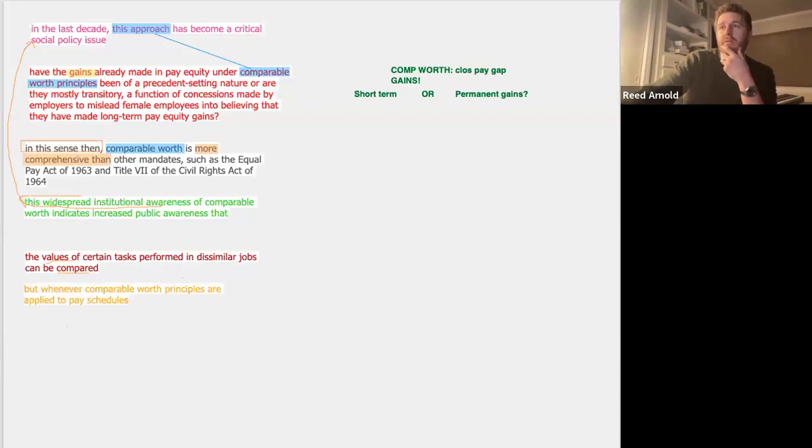Next clause: but whenever comparable worth principles are applied to pay schedules. Applied to pay schedules. I have a guess. Take a second and see if you can make any connections about this little chunk.